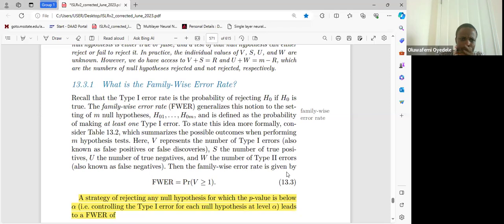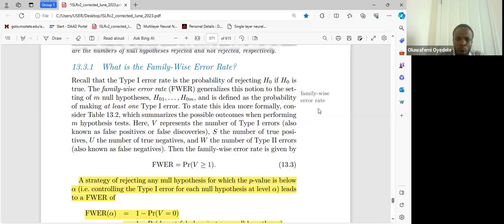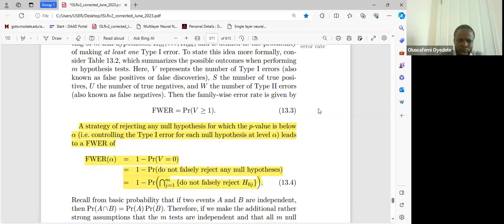So what is the family-wise error rate? They recall that the type one error rate is the probability of rejecting the null if the null is true. So if we reject the null hypothesis when the null hypothesis is actually true, we have committed a type one error. The family-wise error rate, from what they gave us, is the probability of V being greater than or equal to one.